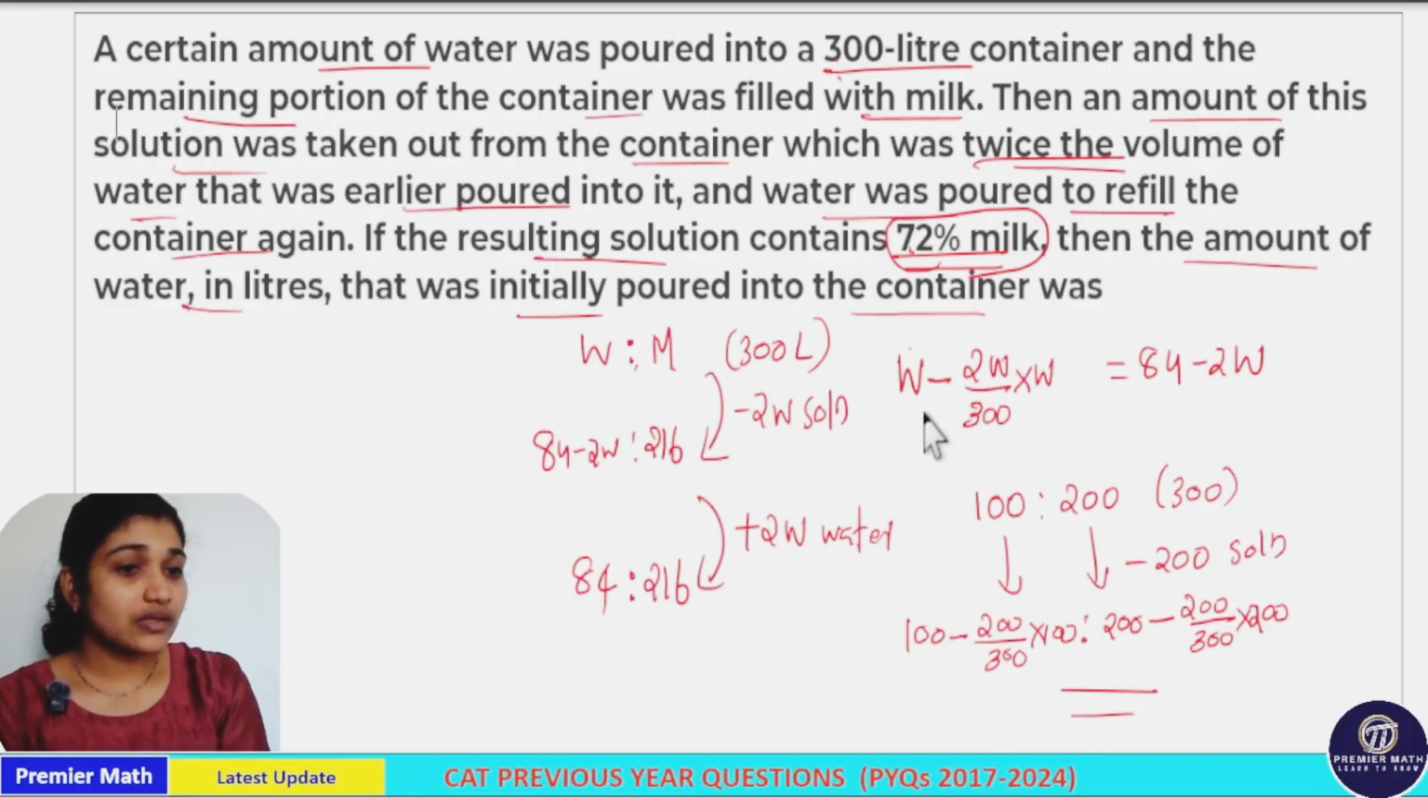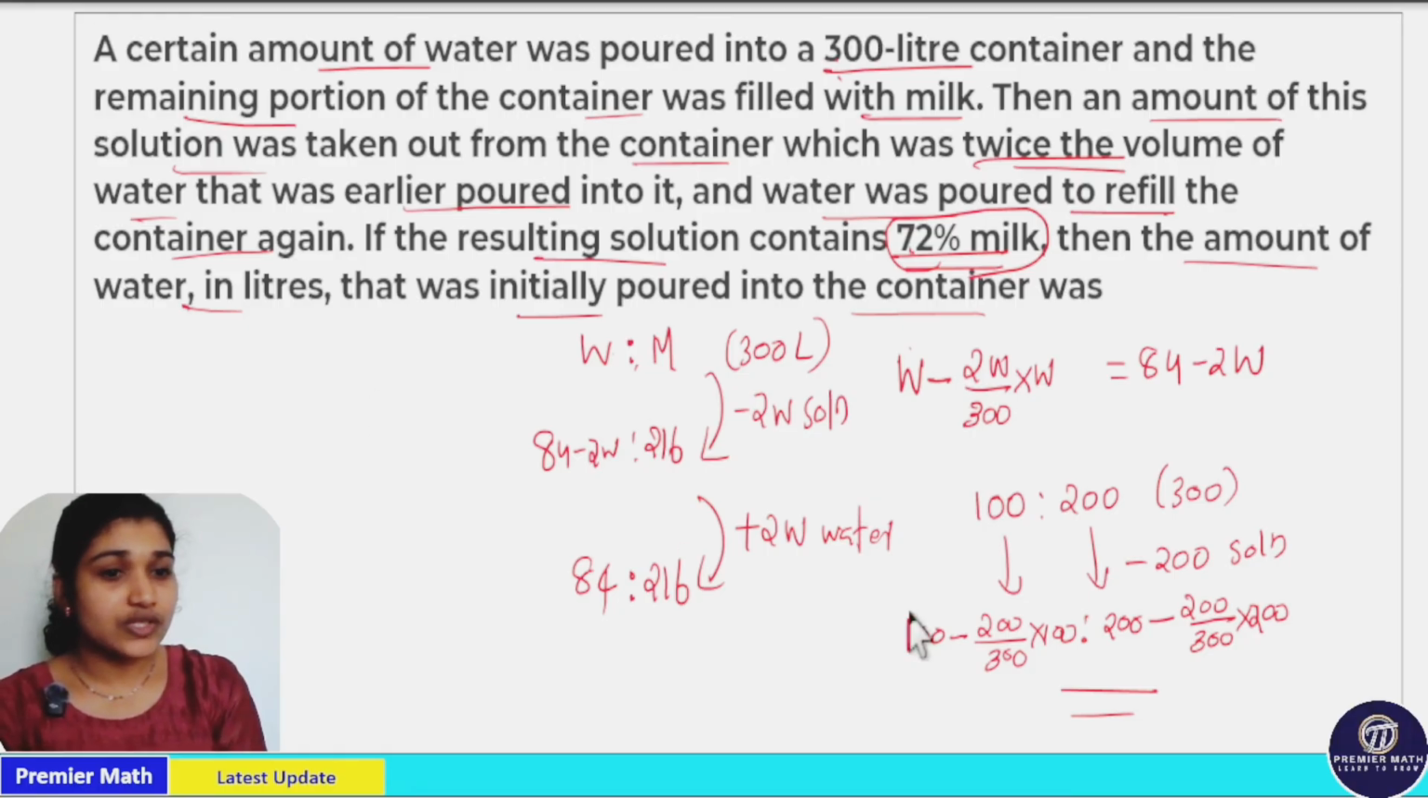Same way here you are taking out 2W out of total 300 of W from this W. Then the resulting water part will become 84 minus 2W. So just solve the question.